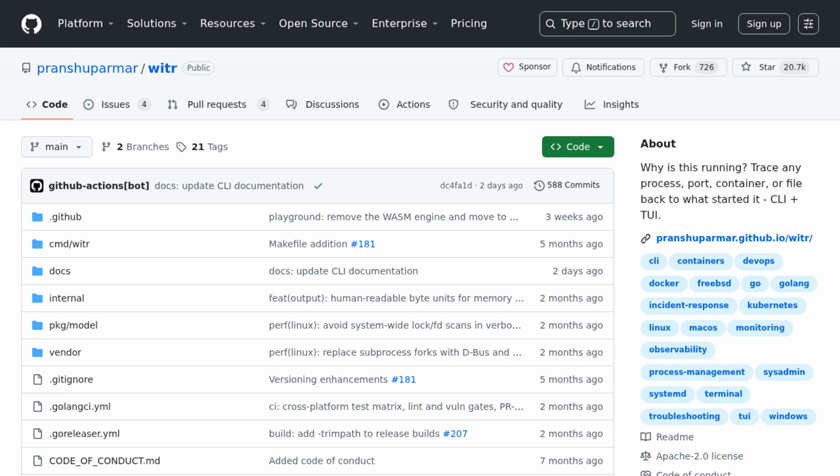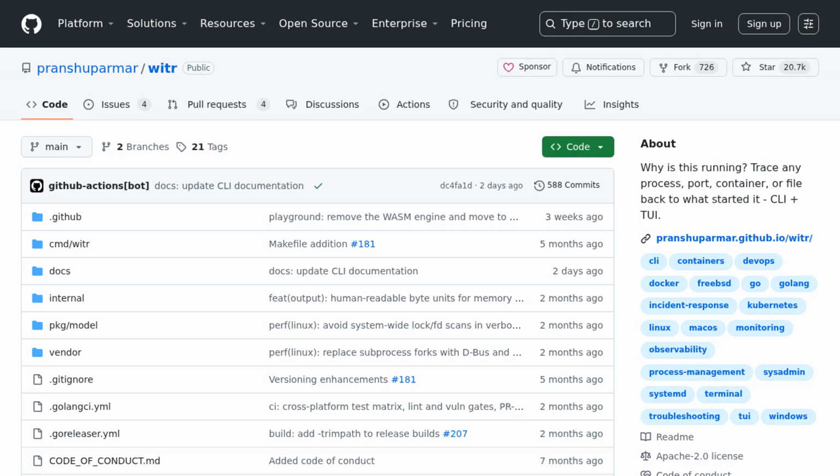Have you ever found a mysterious process running on a server and spent the next hour trying to figure out where it came from? It's a common frustration for developers, highlighting a gap in traditional system tools. But one project aims to fill that gap by answering a single crucial question. That project is witr, developed by pranshuparmar. It's a command line tool designed to trace any process, port, or container all the way back to its origin. And it seems to be resonating.